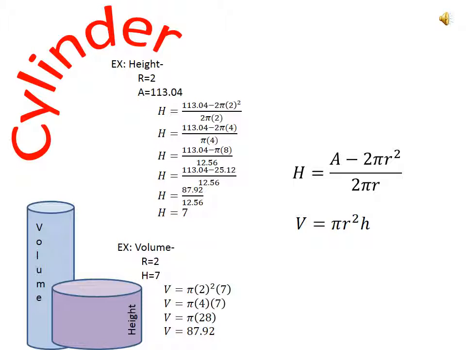In order to find the volume, you need pi times r squared times h. As you can see in our example, our height is 7 and our radius is 2. So we'll multiply 2 squared times pi times 7, which equals pi times 4 times 7, which also equals pi times 28. Pi times 28 equals 87.92.